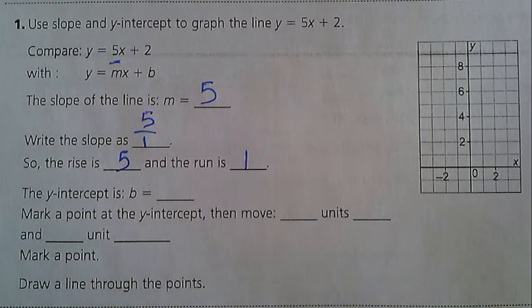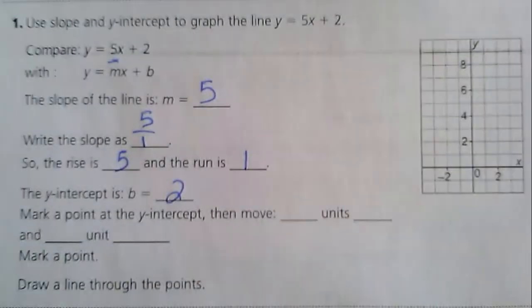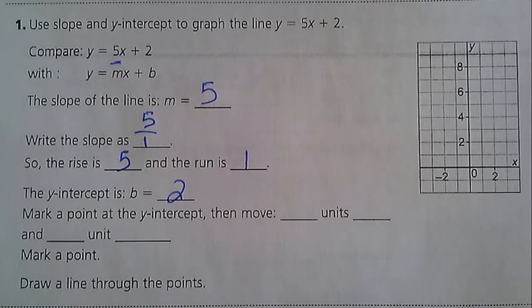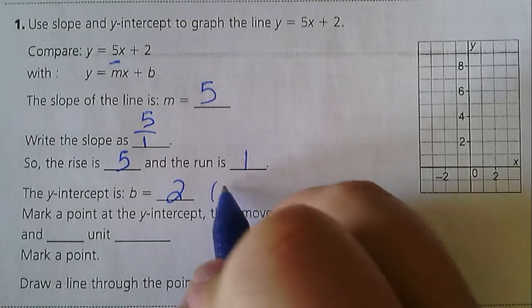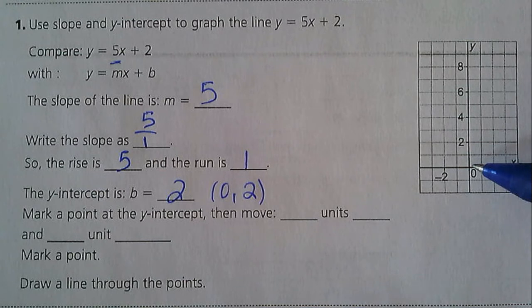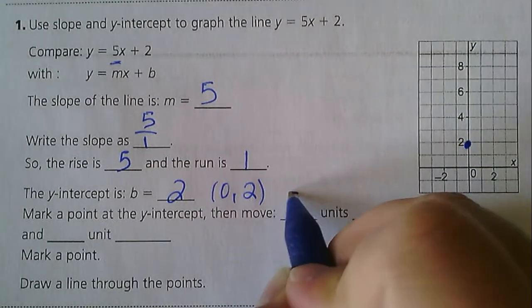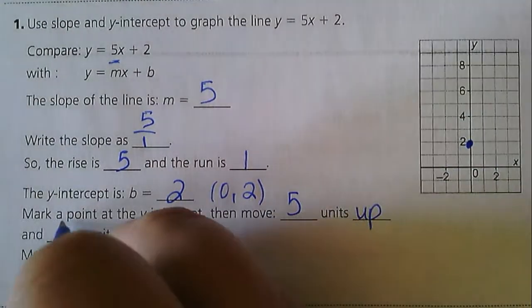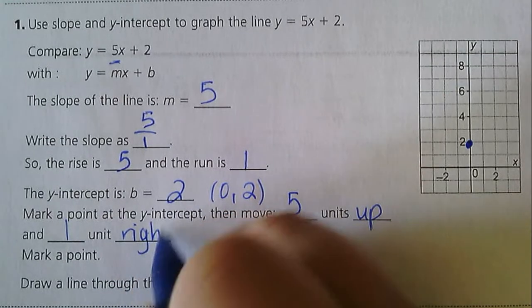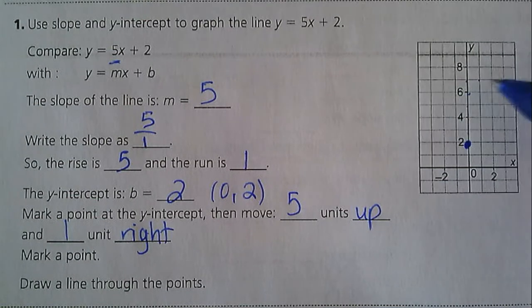Now from the equation, I can see here that my y-intercept is a +2. So b equals 2. So what I'm going to do is start by plotting my y-intercept. Remember, that means that x is 0 and y is 2. That's the first point I'm going to plot. So here I'll go to when x is 0, y is +2. Okay, and then they want me to move 5 units up and 1 unit to the right because those are both positives. So I can go 1, 2, 3, 4, 5 up, 1 to the right.